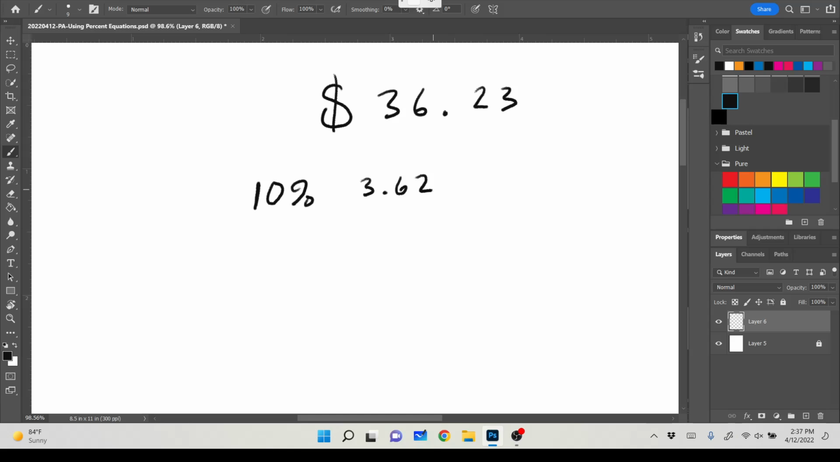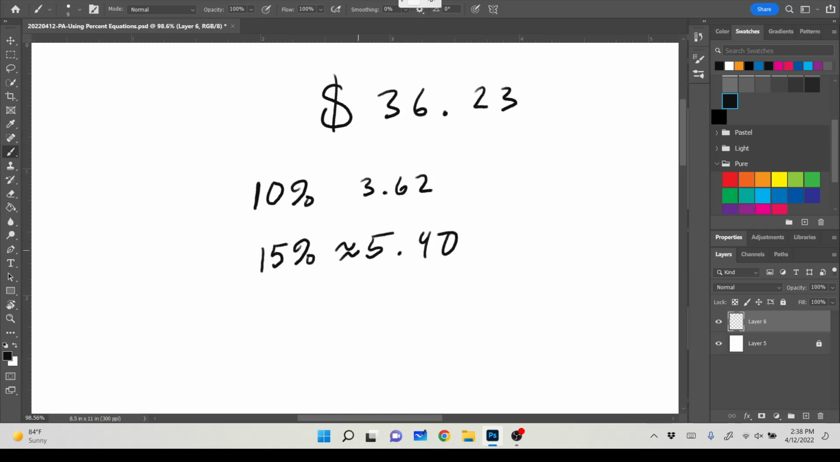What's about half of $3.60? So half of $3 is $1.50, right? So plus 30 cents, about $1.80, right? So then you add those together in your head. $3.60 plus $1.80, and you end up with how much? $5.40-ish. So you end up with 15% being about $5.40-ish.